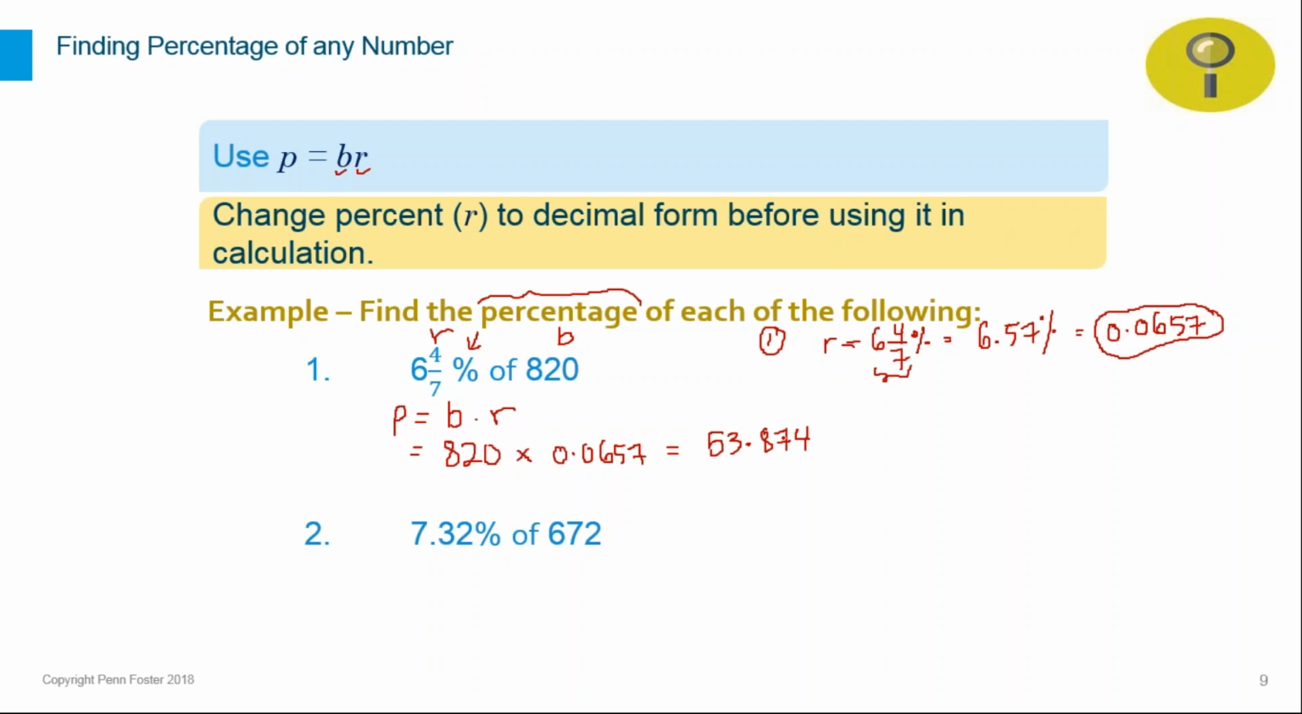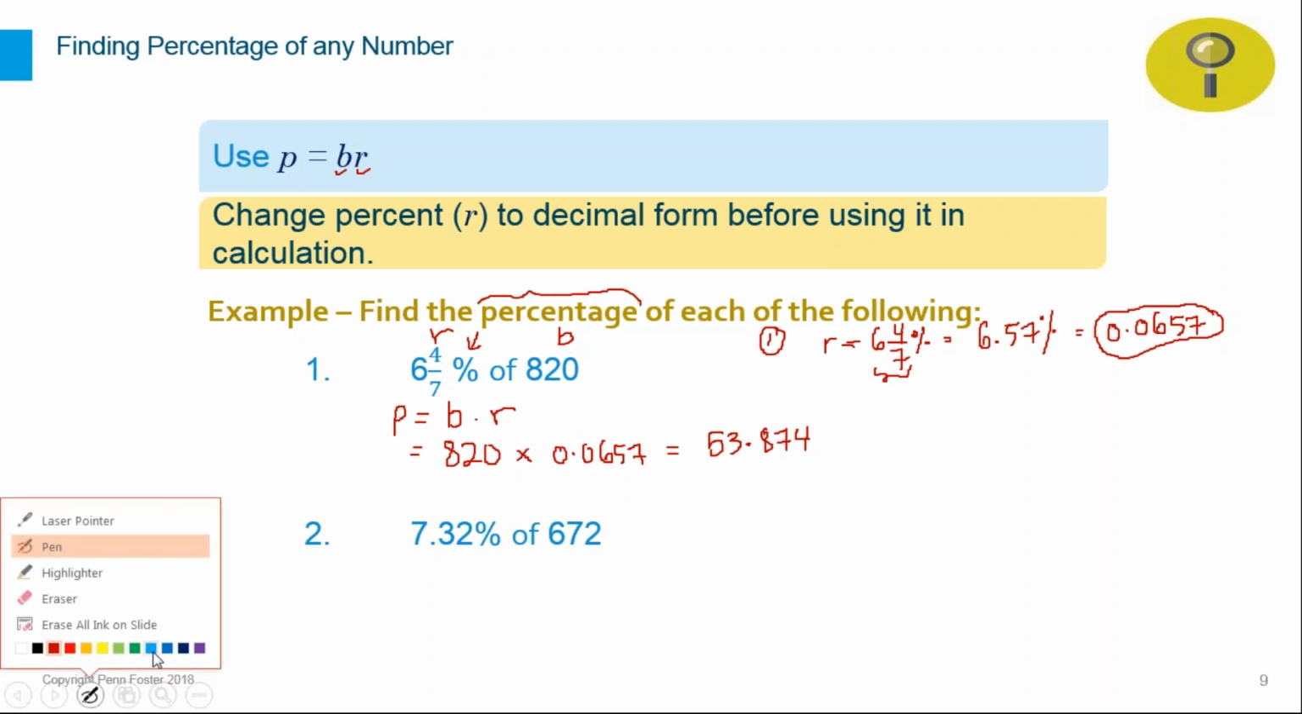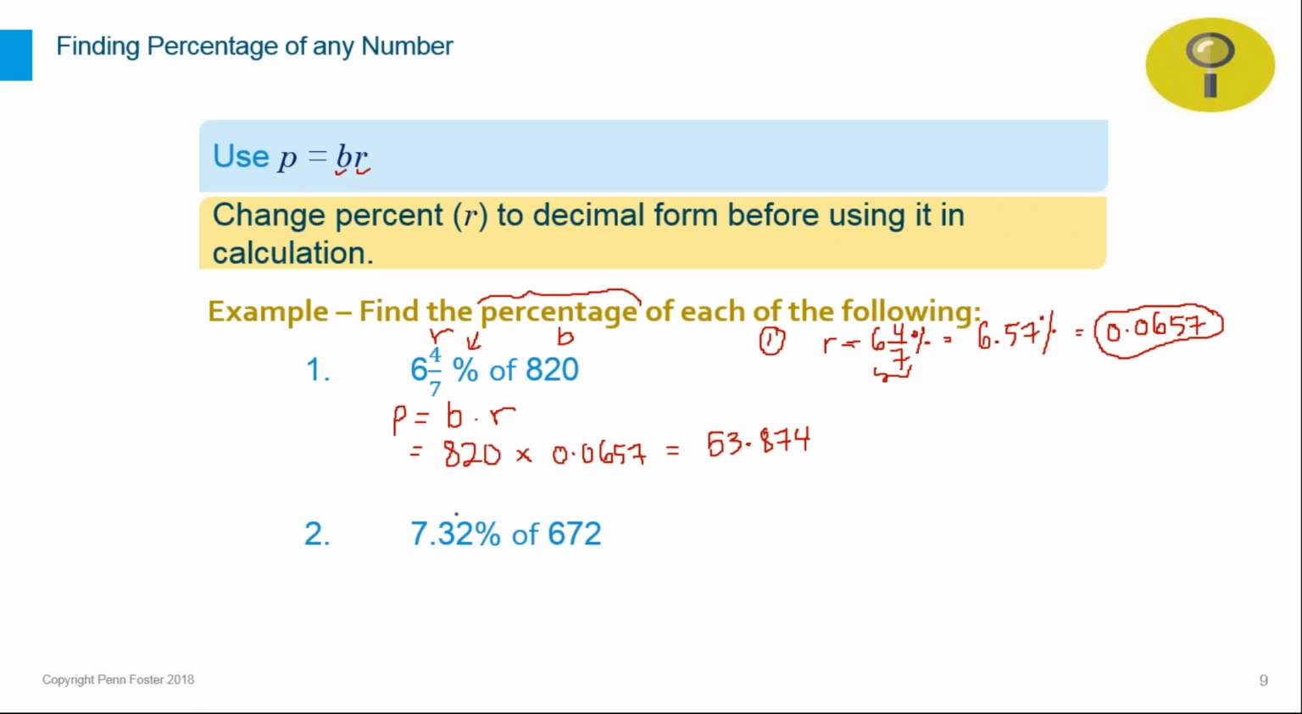Similar: 7.32% of 672. So we know the percent, the rate, the R. I'm going to change my colors here so you don't get confused with the workout of each question. So this is R and this is B, the base. Again, I'm going to use the formula P equals base times R. I cannot use R as is. I need to switch it to the decimal form.